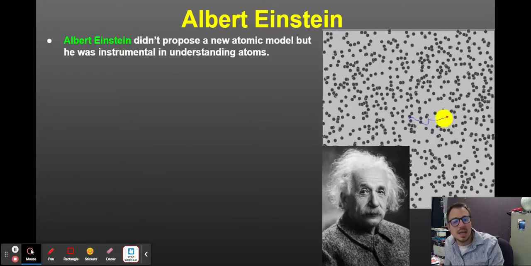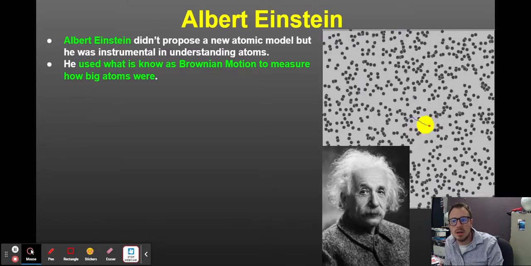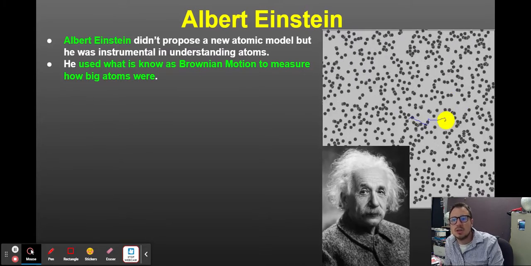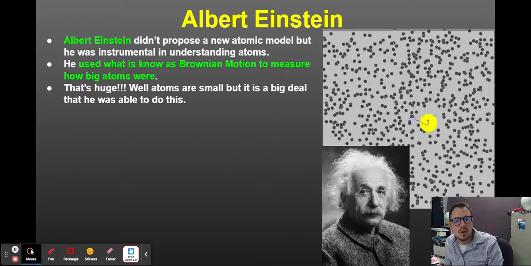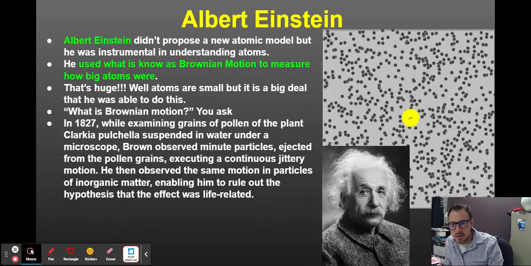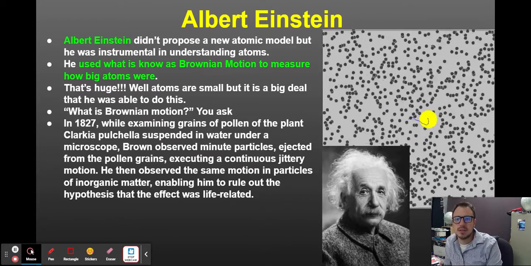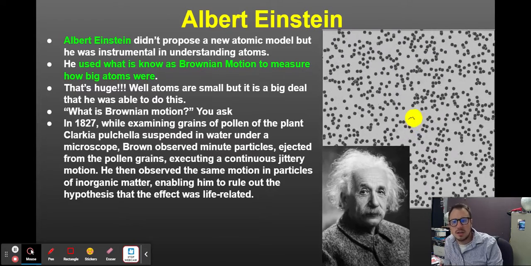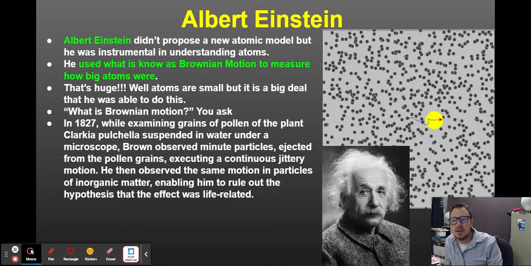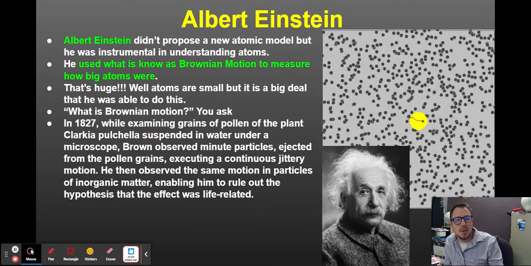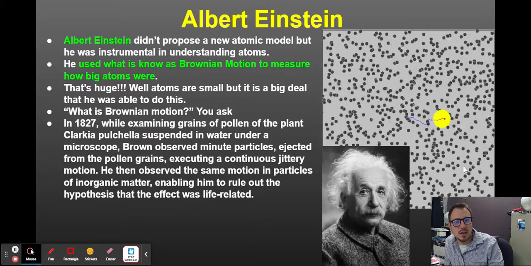Now, Albert Einstein, he didn't propose a new atomic model, but he used Brownian motion to measure how big atoms were. Now, Brownian motion in 1827, while examining grains of pollen, Brown noticed that this pollen moved around like this random scattering.